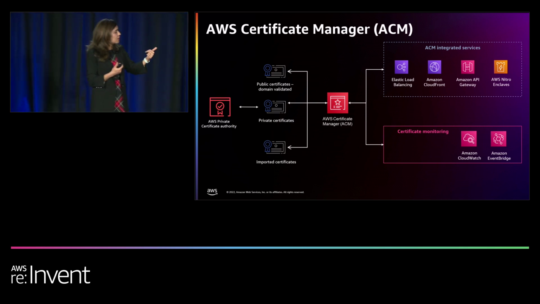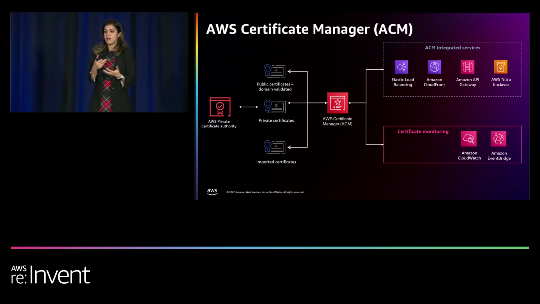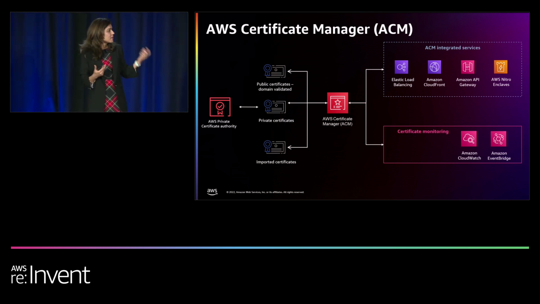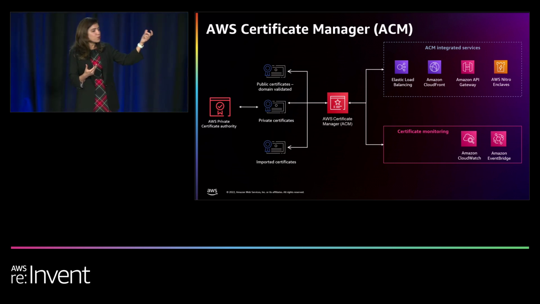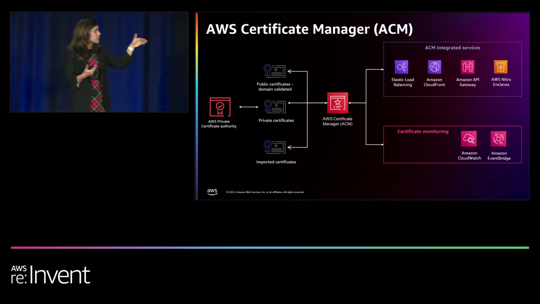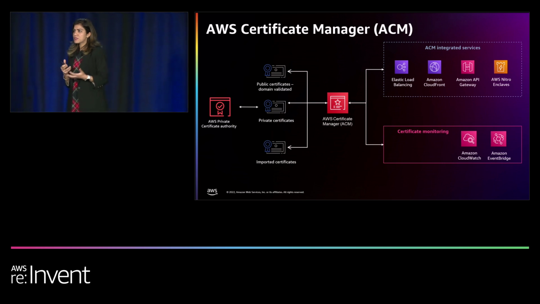So in this case, if you go to ACM, or AWS Certificate Manager, you can request a public certificate, that would either be a DNS validated cert or an email validated cert. Once the validation completes, a certificate will be issued, and you will have an ACM certificate ARN. At that point, you would be able to take that ARN and bind it to other AWS services. And once a certificate is bound to other AWS services, ACM will renew the certificate.